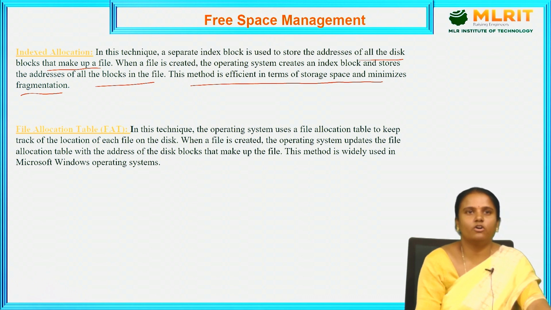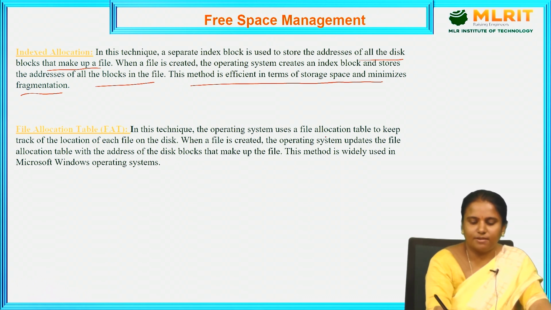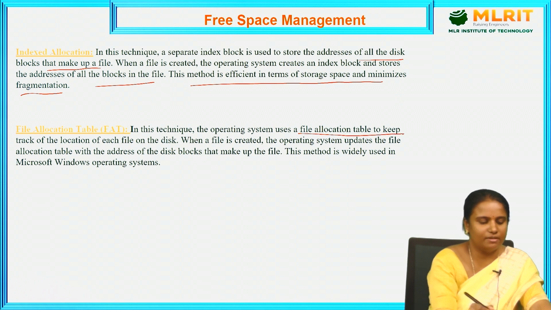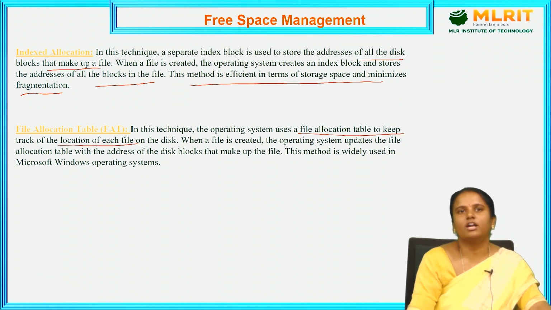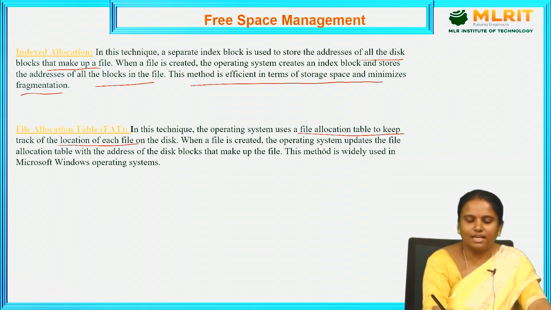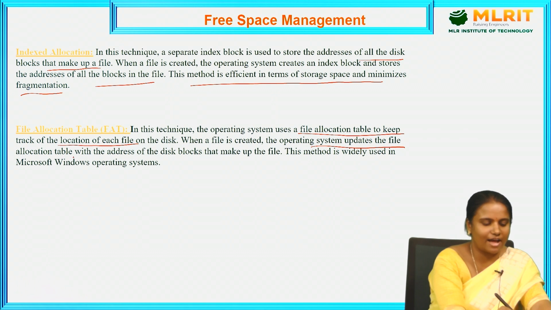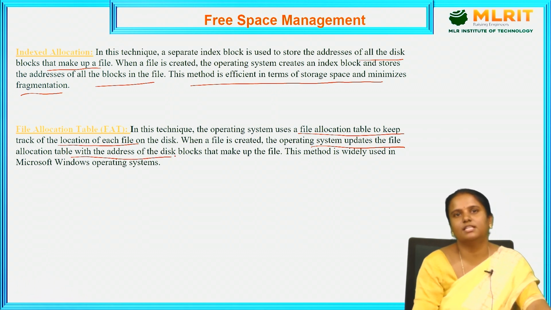Next, how we are going to allocate the file allocation table. In this technique, the operating system uses a file allocation table to keep track of the location of each file on a disk. So whatever files are created, or that you want to keep track of, can be located in some location on the disk. When the file is created, the operating system updates the file allocation table with the address of the disk block numbers.